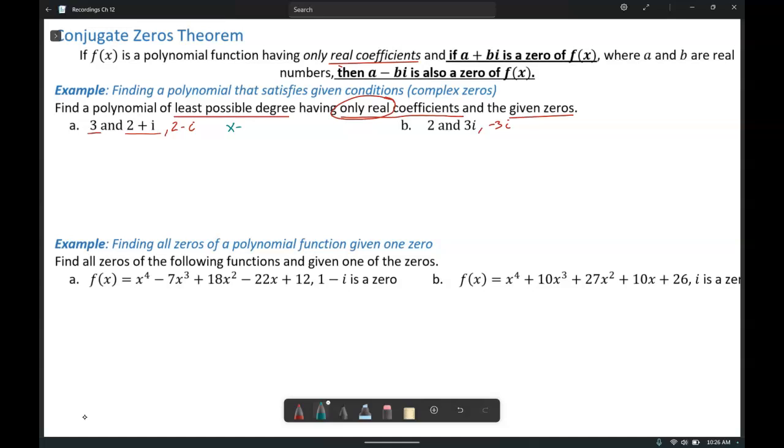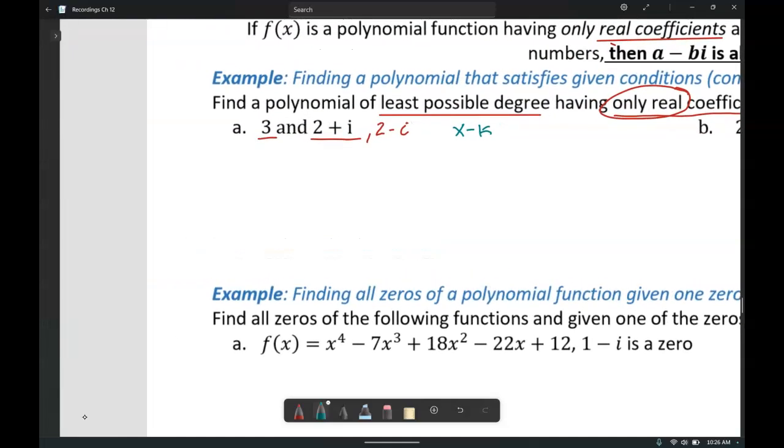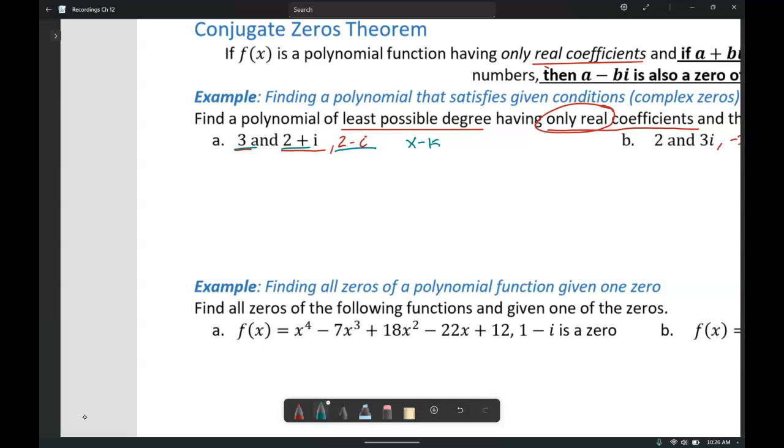So using our same idea before as x minus k for all of our factors, these are our k values. So we have x minus 3 as one of our factors, and then we have x minus 2 plus i as another factor, and x minus 2 minus i as another factor. So with x minus 3, x minus 2 minus i, and x minus 2 plus i, we end up with our three factors. Now we just need to multiply these all out.